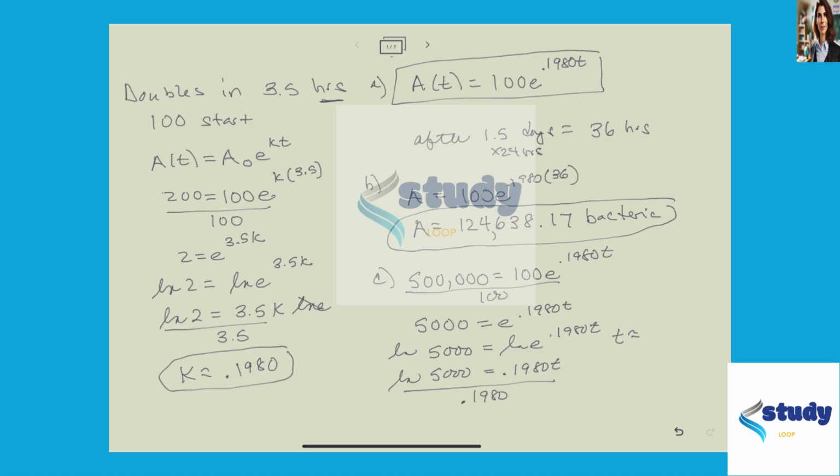Okay, so ln of 5,000 divided by 0.1980 is going to give me a time of 43.02 hours. I don't think it's specified hours or days. No. So 43.02 hours, a little less than 2 days.